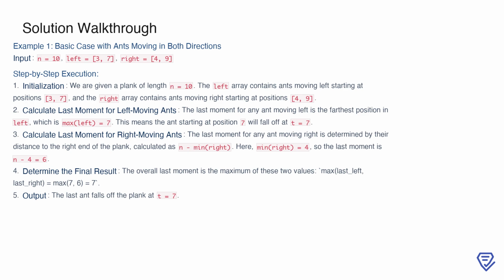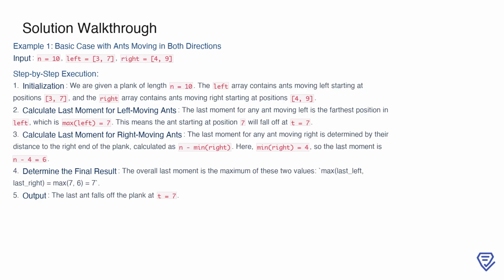In this example, we have a plank of length 10, with ants moving in both directions. The left array represents ants starting at positions 3 and 7, moving to the left edge of the plank, while the right array represents ants starting at positions 4 and 9, moving to the right edge. To calculate the last moment for the left-moving ants, we identify the farthest position, which is 7. An ant starting at position 7 will take 7 seconds to fall off the plank.